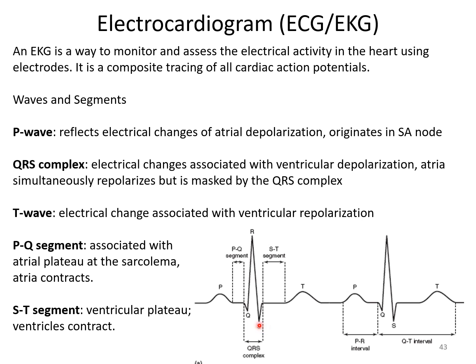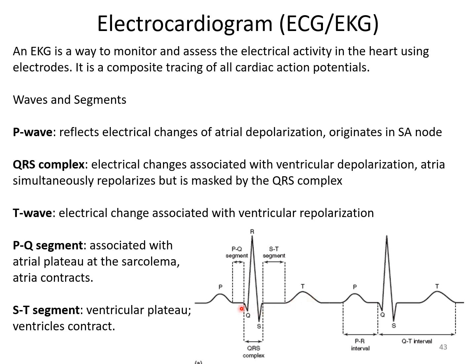So there's atrial repolarization happening in here, but you can't see it on the tracing because this QRS complex is so big it kind of masks it. Then you have your T waves, which are the electrical change associated with ventricular repolarization.